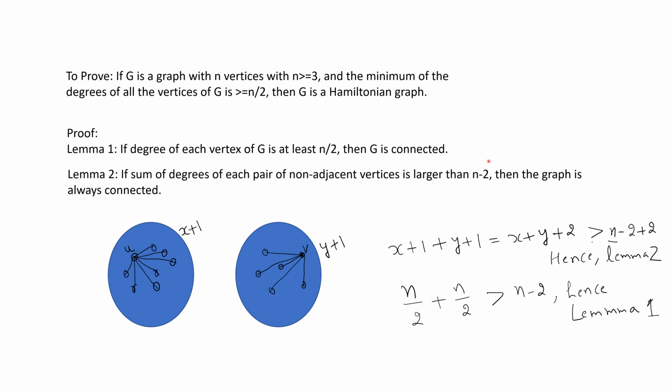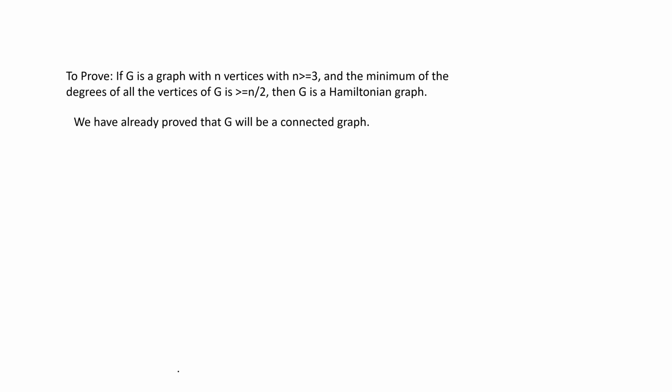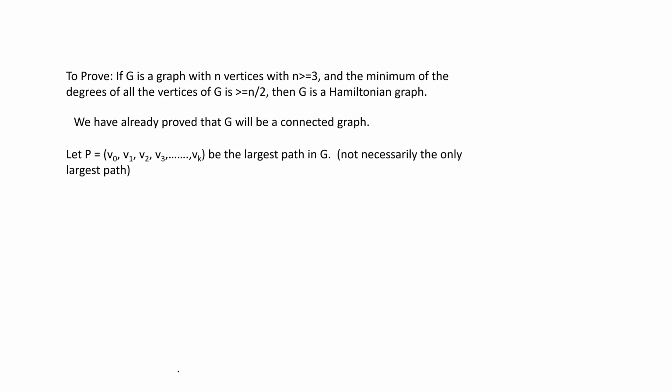Now we only need to prove that it's Hamiltonian. We already know that G is a connected graph and the minimum of the degrees of all the vertices is greater than or equal to n by 2. Now there will be so many paths in the graph G, and let's take the largest path among all of them. There may be more than one largest path, so let's just take one of them.